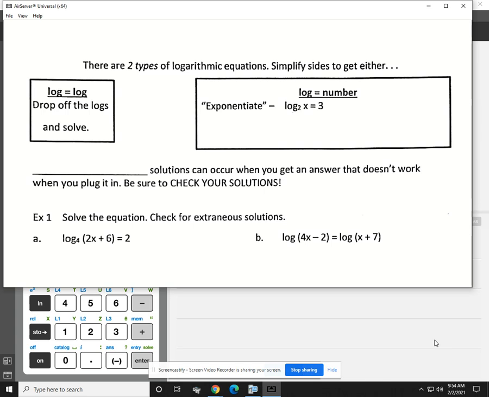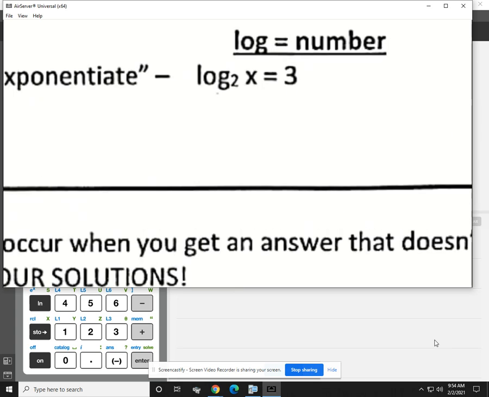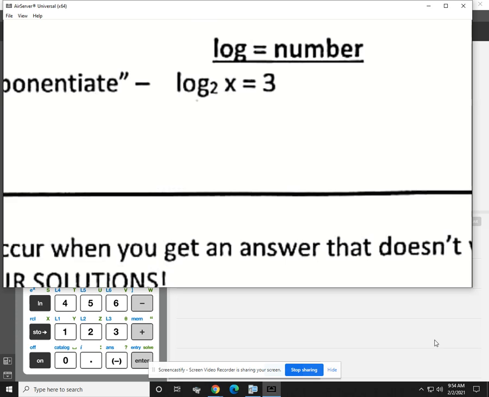Exponent. And here's how you do it. The base of my log becomes the base of my exponent, right? So what is the base of my log right here? 2 becomes the base of my exponent. So then I do the loop. 2 to what power? 2 to the third power, or 2 cubed, equals what?